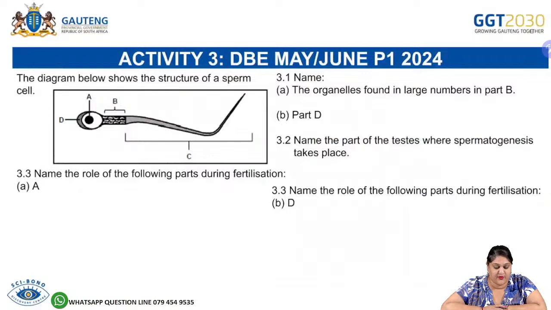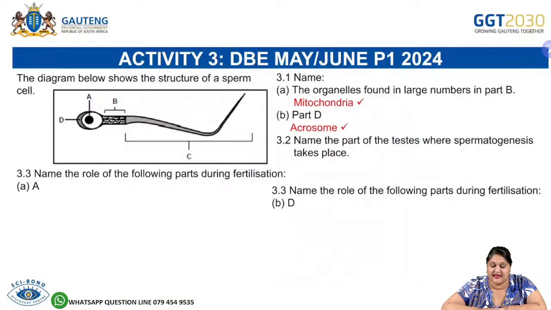Okay, now we have another question. The diagram below shows the structure of a sperm cell. Once again, we have a sperm cell over here. Let's label the parts. We have A, the nucleus, B, the mitochondria, C, the tail, and D, the acrosome. Now they're asking us to name the organelles found in large numbers in part B. Part B is the midsection, so that is the mitochondria. And in part D, we have the acrosome.